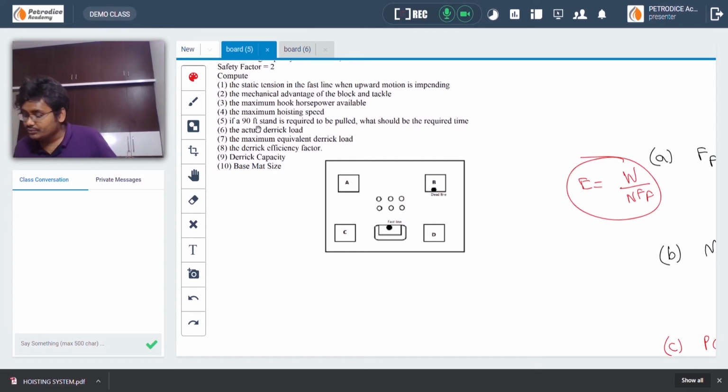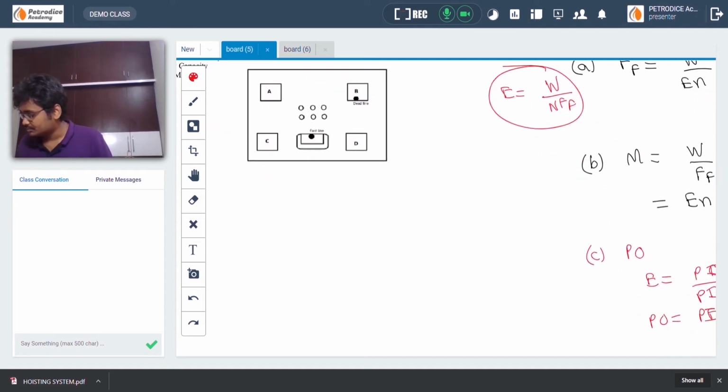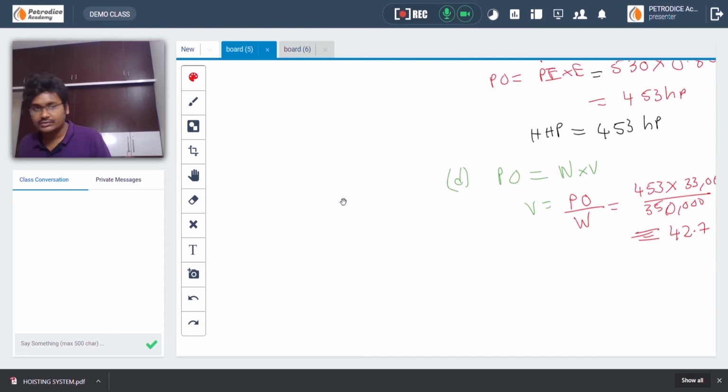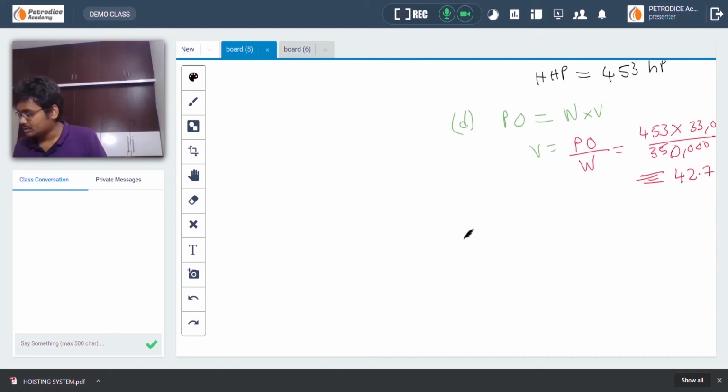Okay, given if a 90 feet stand is required to be pulled, what should be the required time? Okay, so we have to calculate the hoisting time of the block and tackle system. That is the hoisting time given 90 foot has been removed. Okay, that is E. Distance traveled by the traveling block is equal to velocity of the traveling block into time taken. Okay, now we have to calculate time taken, that is D by V.